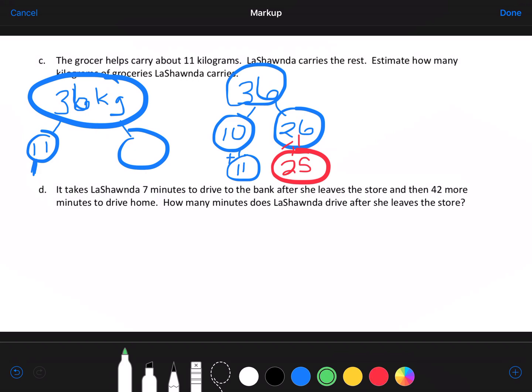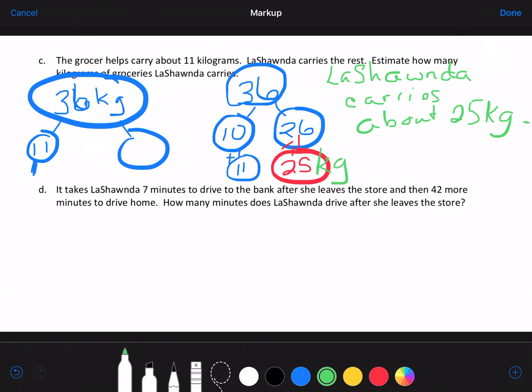And so I would say LaShonda carries about 25 kilograms. Make sure you have your period at the end. Again, really, if you don't write the sentence, you've got to throw in those units of measure, the kilograms, right?